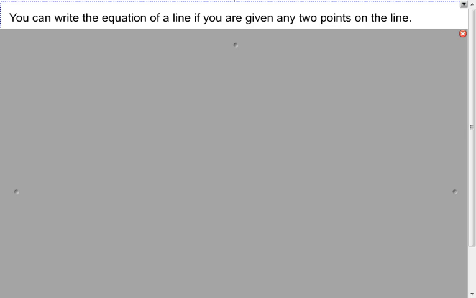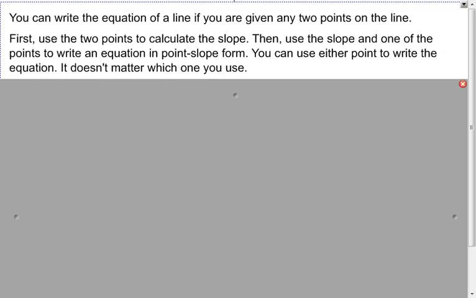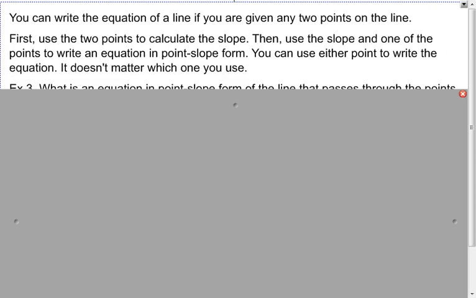You can write the equation of a line if you're given any 2 points on that line. We did this yesterday. It was the one that most people had the questions about at the beginning of class. Same type of idea. Here's what we're going to do. First, use the 2 points to calculate slope, same as yesterday. Use the slope and one of the points to write an equation in point-slope form. You can use either one. It doesn't matter which one you choose. Okay.